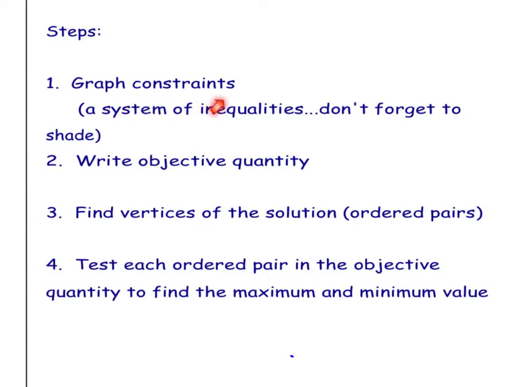So you're going to graph the constraints. That's just the systems of inequalities like you've done in the past with the shading. You're going to write the objective quantity, but today it's already written for you. Now this is the new part. So you're going to find the vertices, or the corner pieces of the solution. So the ordered pairs that are the extreme outside. So it's where the inequalities cross, but it has to be part of that shaded region. So you're going to find the vertices of the solution, and then you're going to test each ordered pair in the objective quantity to find that maximum and or minimum value, depending on what the question is asking for. I'll show you what I mean.